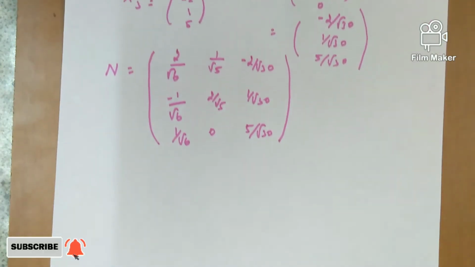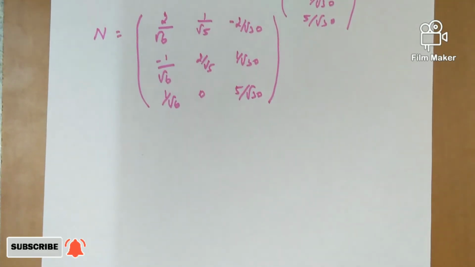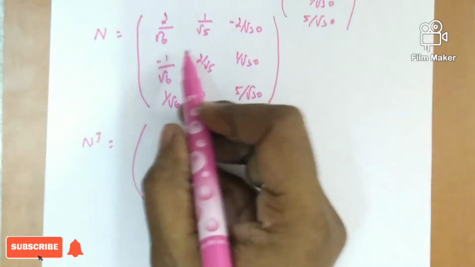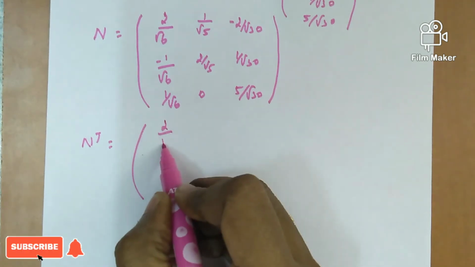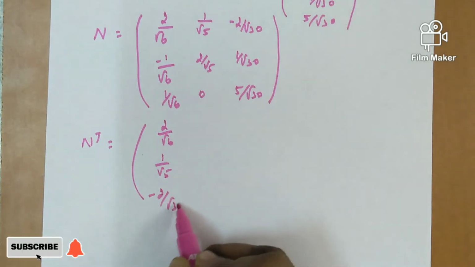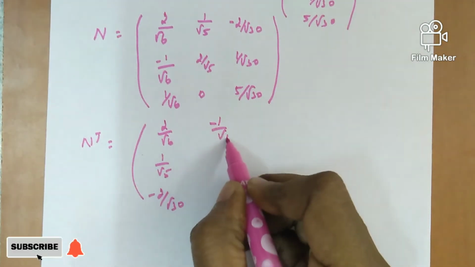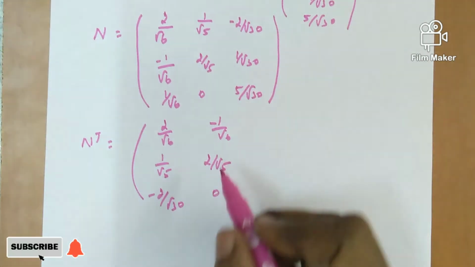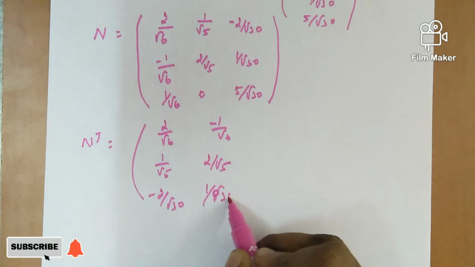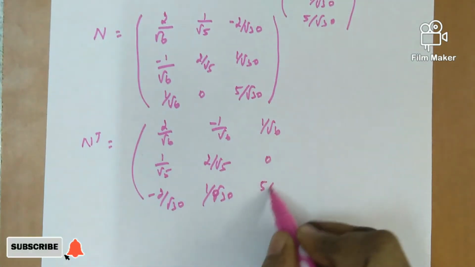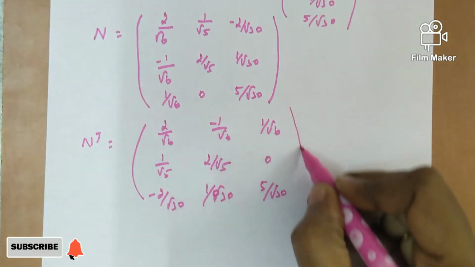For the transpose, we can go either row by column wise or column by row wise, either way. So the N transpose is: first row 2 by root 6, 1 by root 5, minus 2 by root 30. Second row, minus 1 by root 6, 2 by root 5, 1 by root 30. Then the last row is 1 by root 6, 0, 5 by root 30. This is our N transpose.